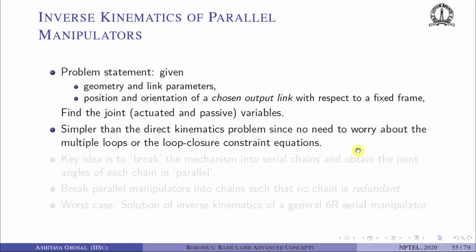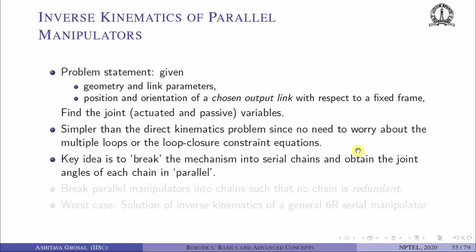This problem is simpler than the direct kinematics problem, since there is no need to worry about multiple loops or loop closure constraint equations. We will see that we can break up this problem into serial chains and obtain the joint angles in each chain in parallel. Meaning in parallel, the first chain and the second chain can be computed separately.